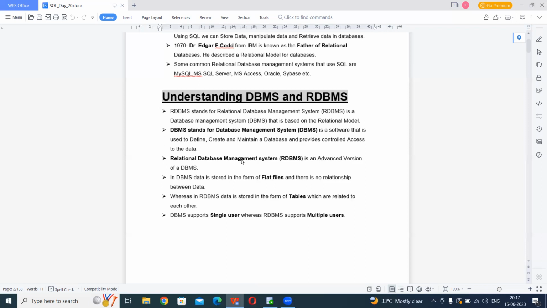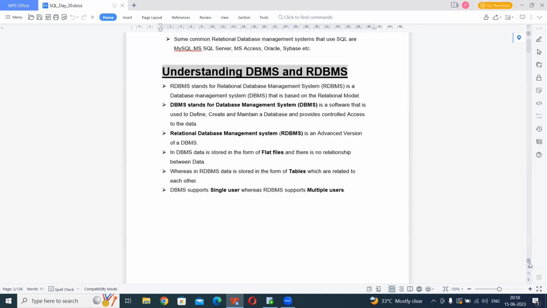So here you can see Relational Database Management System is an advanced version of the DBMS. In DBMS, data is stored in the form of flat files and there is no relationship between data. Whereas in RDBMS, I have data in the form of tables. If data is in the form of tables, they are obviously related to each other. And DBMS supports only one user, whereas RDBMS supports multiple users.